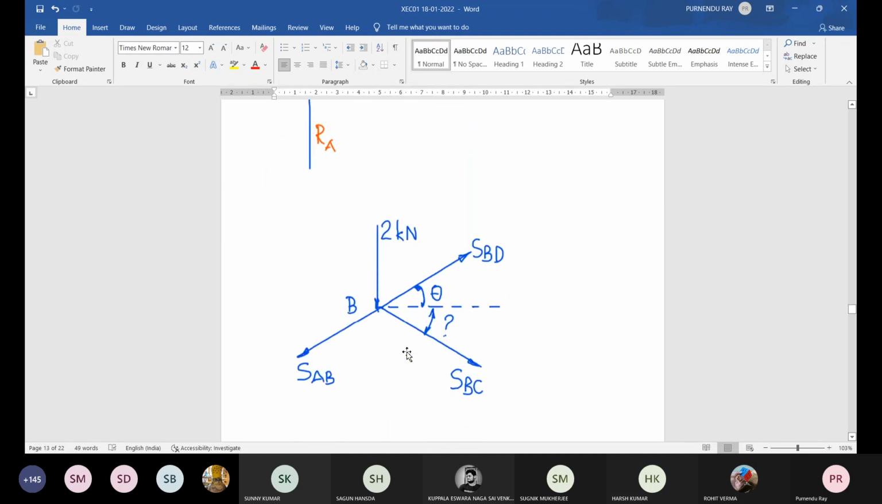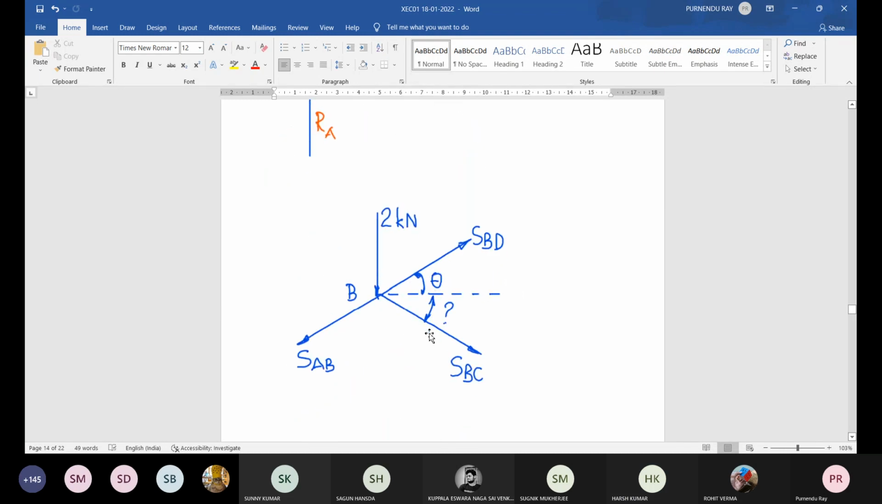You need to find out this angle. Once you get it, then sigma Fx = 0 will give you minus SAB multiplied by cosine theta, zero contribution from 2 kN, plus SBD multiplied by cosine theta, and this angle is no more theta, this is something different. Suppose it is alpha. So plus SBC multiplied by cosine alpha. So known SAB and two unknowns, then form sigma Fy = 0: minus 2 kN, minus SAB sine theta, plus SBD sine theta, minus SBC sine alpha, or whatever name you provide for this angle.